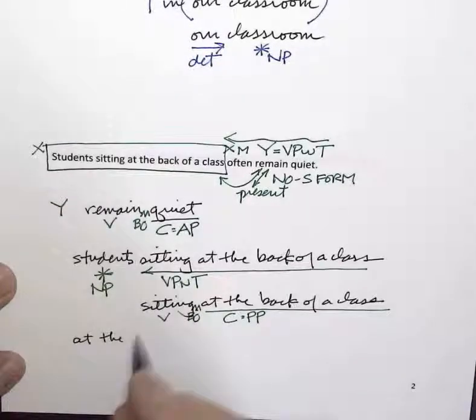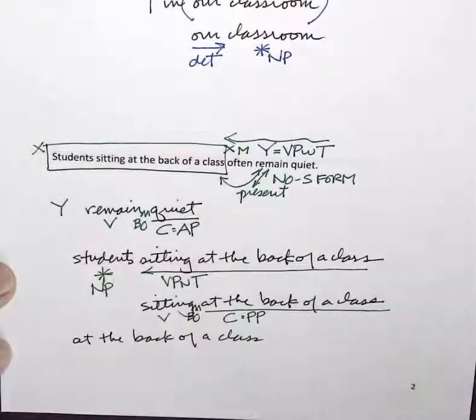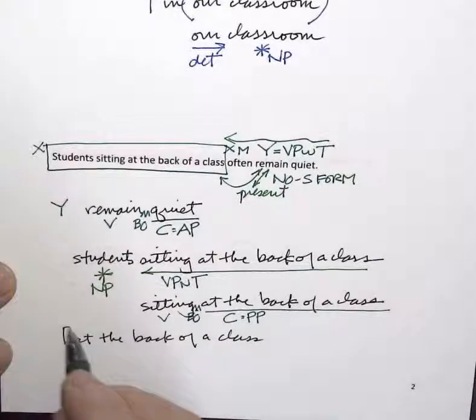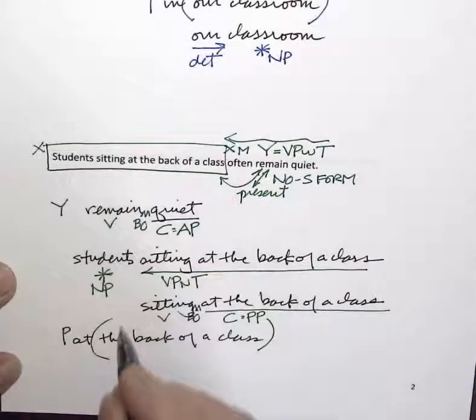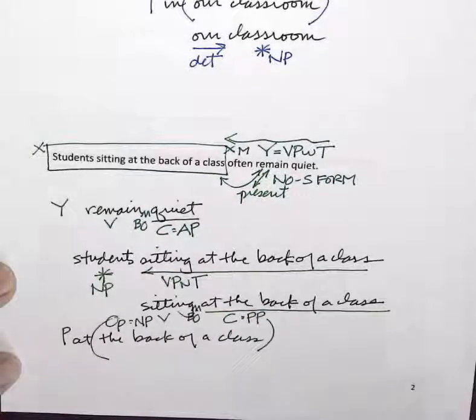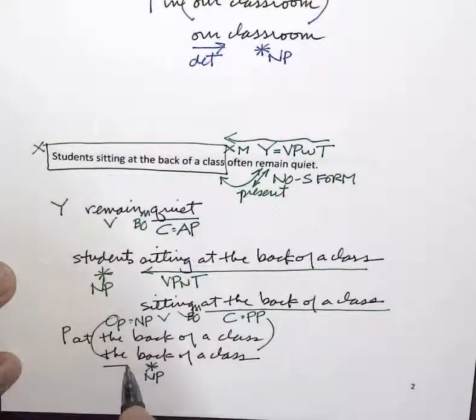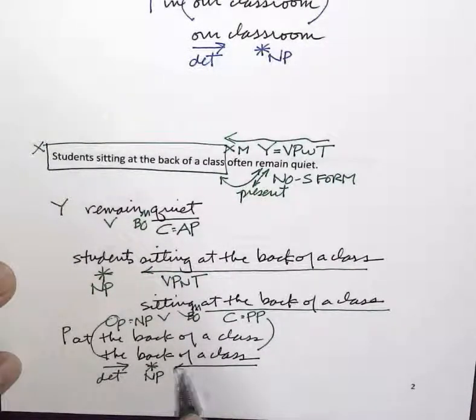At the back of a class is a prepositional phrase, so we're going to mark the preposition, show the object of the preposition, label it as a noun phrase, rewrite the noun phrase, the back of a class, and show the head, back, the modifiers, the, determiner, of a class, prepositional phrase again.